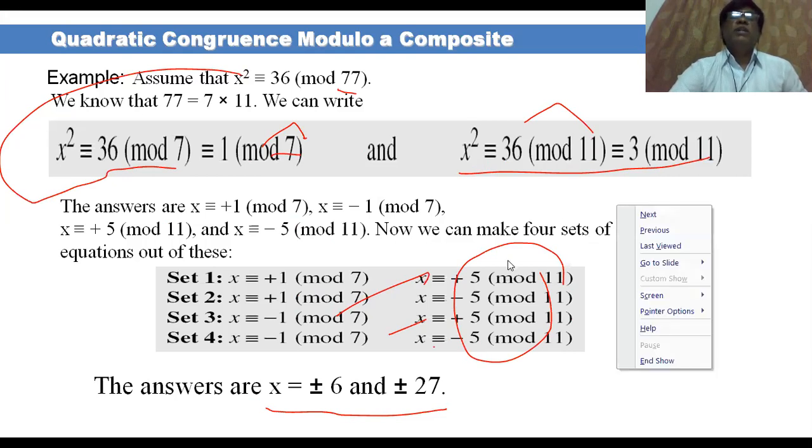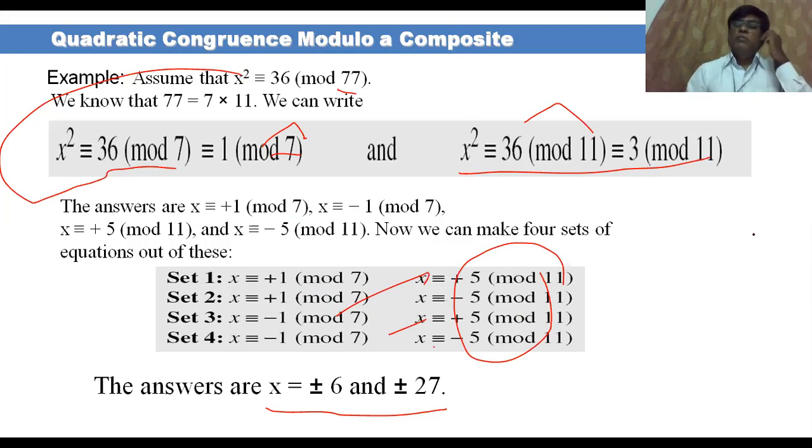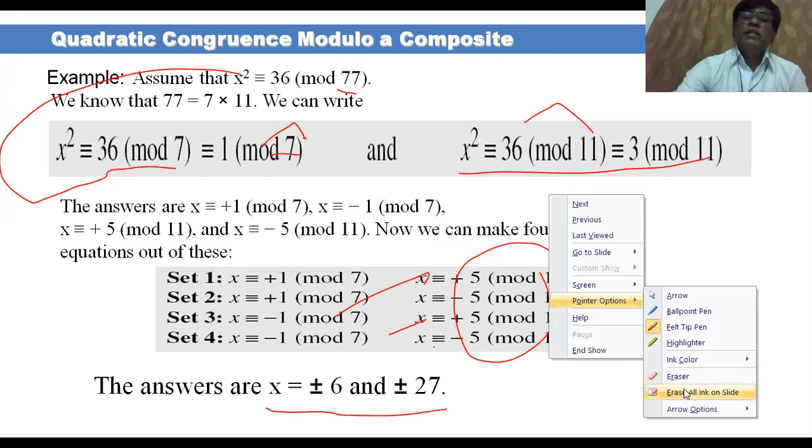So this is the quadratic congruence modulo division. This will be useful in public key cryptography. Public key cryptography will be explained in the next class.